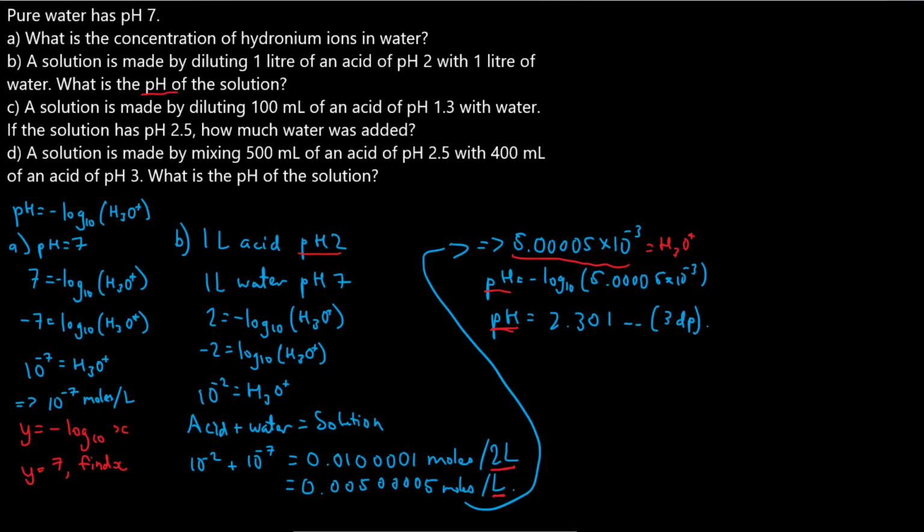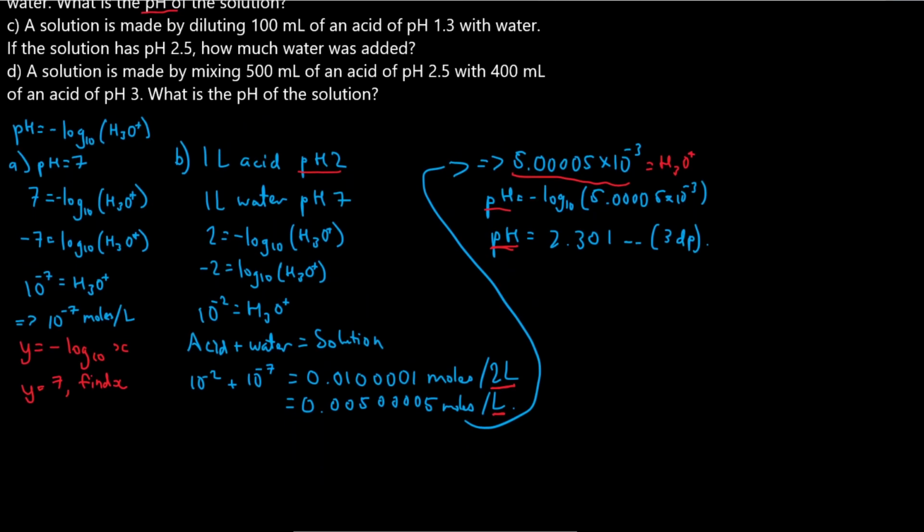Hello and welcome back. Last time we saw how to use the pH log formula to work out the concentration and also the pH level of acids and water and some mixtures of both. We did that for part A and B. Now we're looking at question C. I'll just scroll down a little bit here so we've got a bit more room.